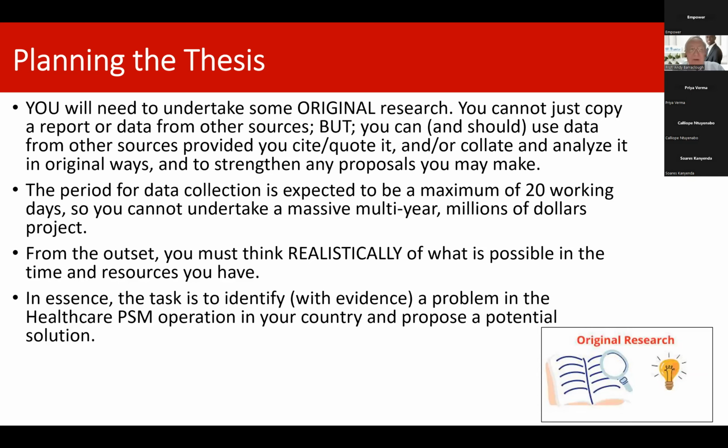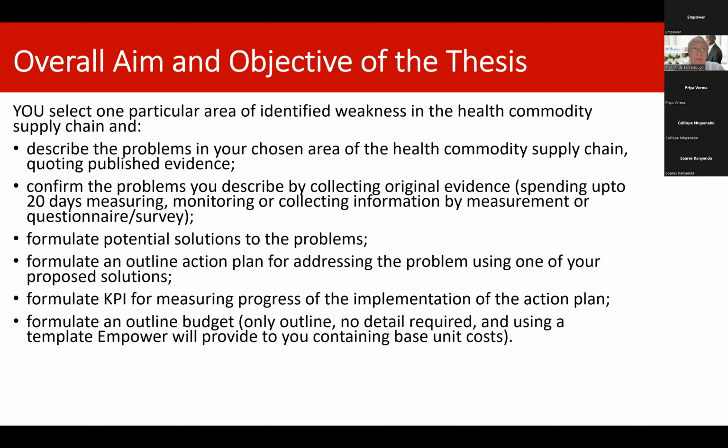So the task is to identify a problem and propose a potential solution. So the overall aim, one area of weakness, describe the problem, evidence of the problem, formulate some potential solutions, an action plan to implement those solutions, just a one-page action plan. Some KPI, key performance indicators, how you're going to measure the problem and how you're going to measure the action plan implementation. An outline budget, again, just a very simple one-page outline budget. We will provide you a template for the outline budget and some unit costs if required.